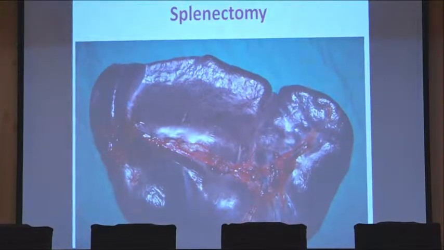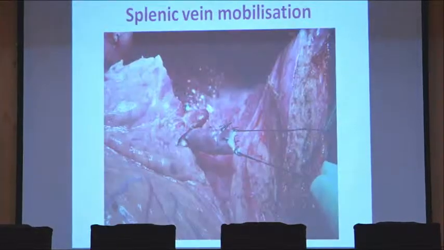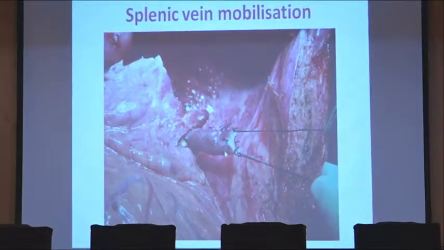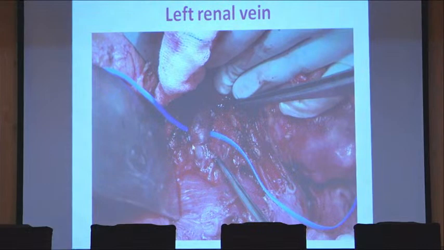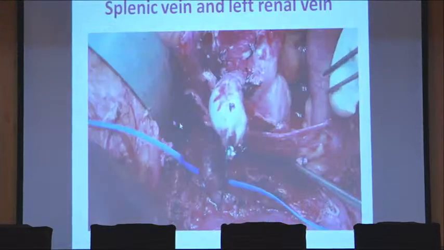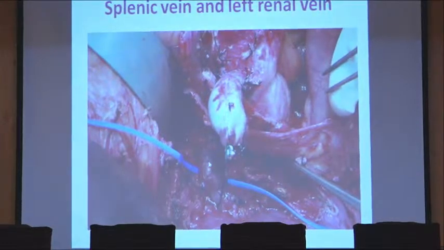After splenectomy is completed, the splenic vein is mobilized to an adequate length where it can be brought to the renal vein for anastomosis. So this is a picture showing the left renal vein, which is mobilized and looped for a safe anastomosis. And this is just before the anastomosis, where the splenic vein is mobilized and kept ready to anastomose to the renal vein.